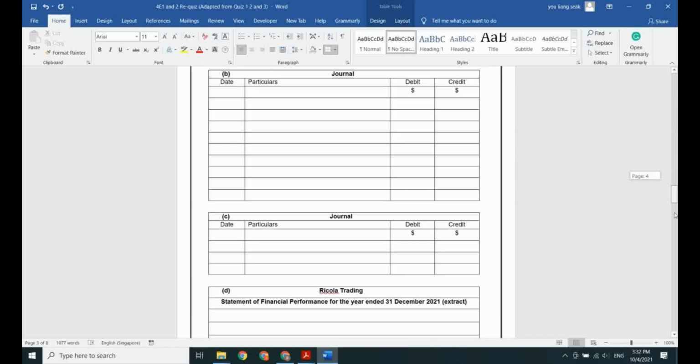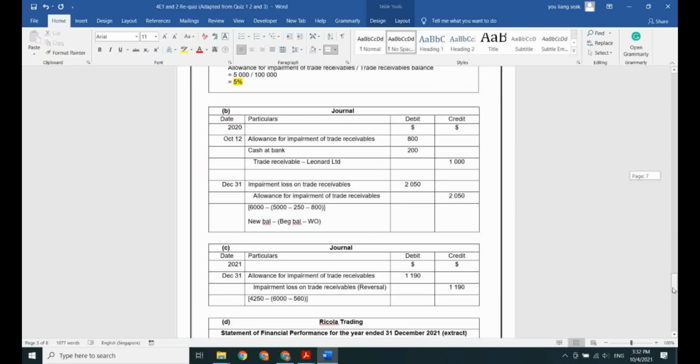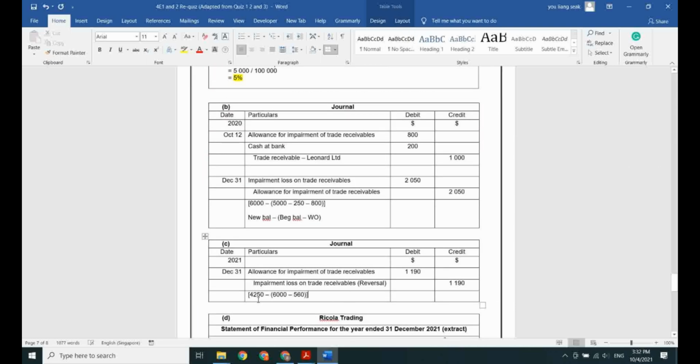So let's take a look at the answer for 1C over here. As mentioned, it is the formula that we used just now to find the adjustment. It's basically the opposite of the journal entries on the top, or a reversal. And I think the majority of you actually missed out the marks for this journal entry. Please take note. Negative amount, if you use the teacher's formula, means reversal. Positive amount means the normal debit impairment loss and credit allowance.